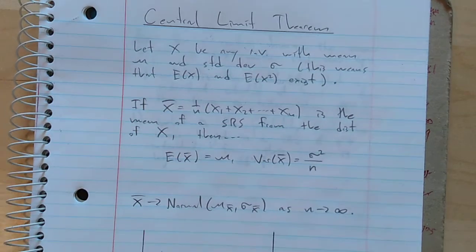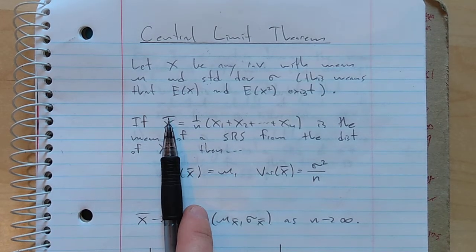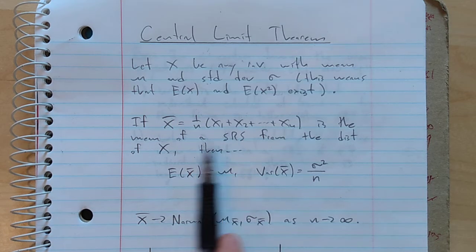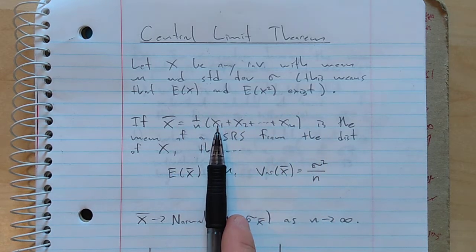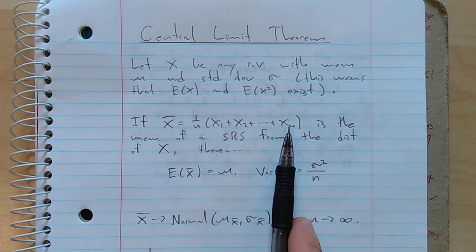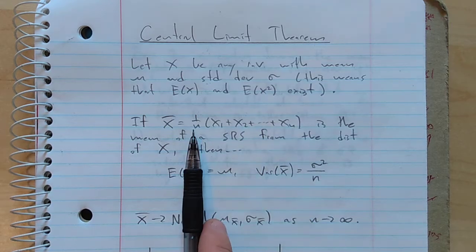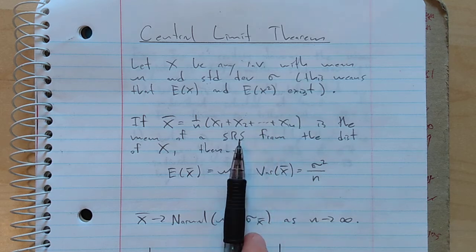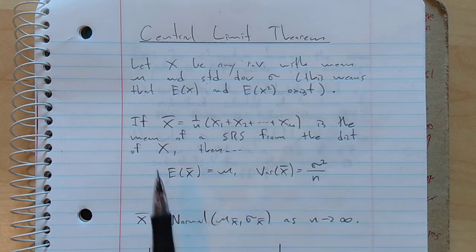If that's true, then you define a new random variable X bar by taking a simple random sample from the distribution of X and taking the sample mean, the average. That's what I'm doing here. So I'm taking X1, X2, ..., Xn. These are all values drawn from the distribution of X independently, and I'm summing them up and dividing by n, the number of values in the sum. So I'm taking the average of a random sample. That's this X bar. The X bar represents the average of a random sample from the distribution of X.